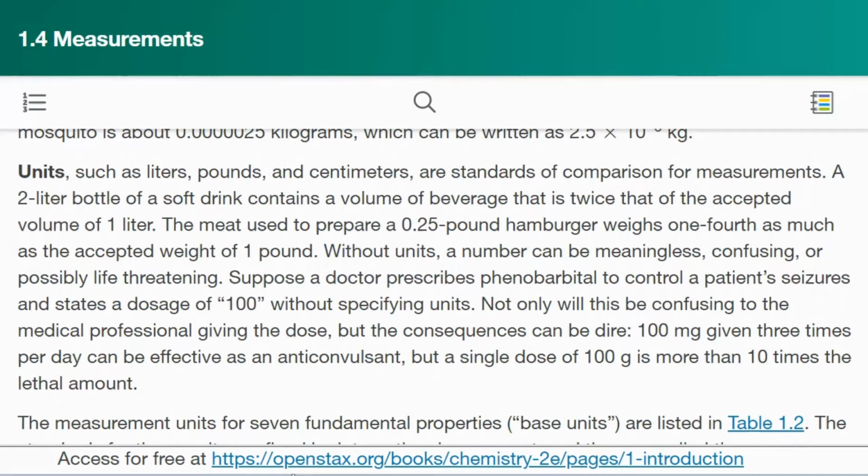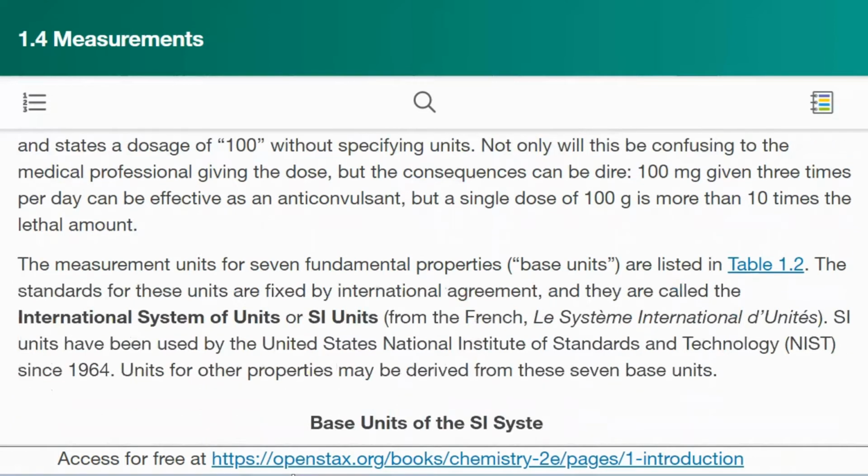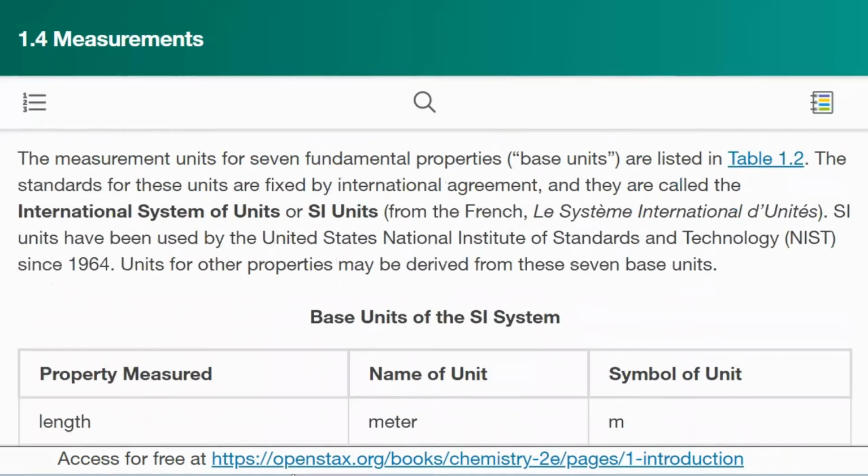Just a little complaint about the wording here. This thing of a 2-liter bottle of soft drink contains a volume of beverage that is twice that of the accepted volume of 1 liter. I think that's just confusing. I mean, something's 1 liter, 2 liters. I don't think that's that hard. And so that's just my comment.